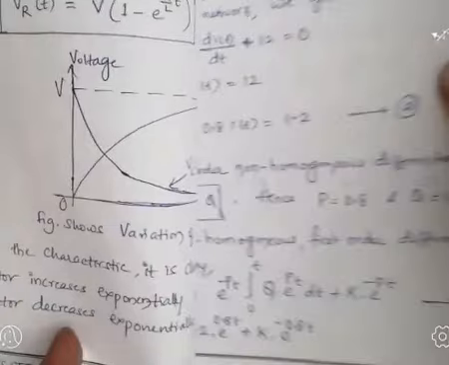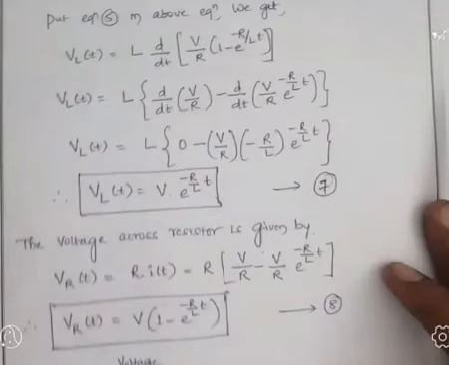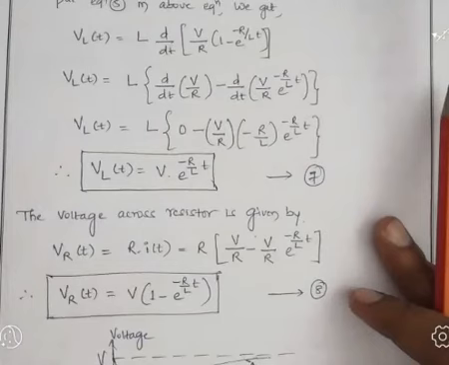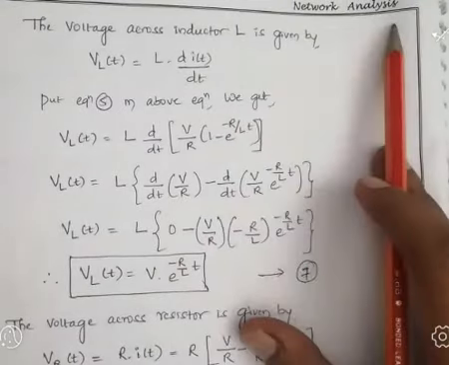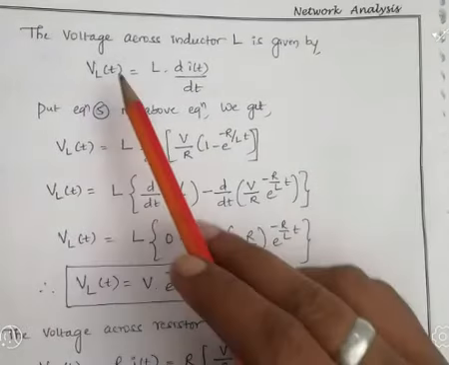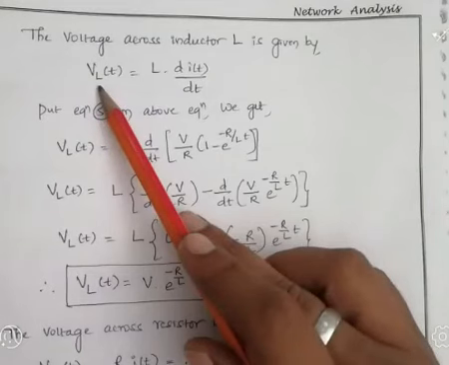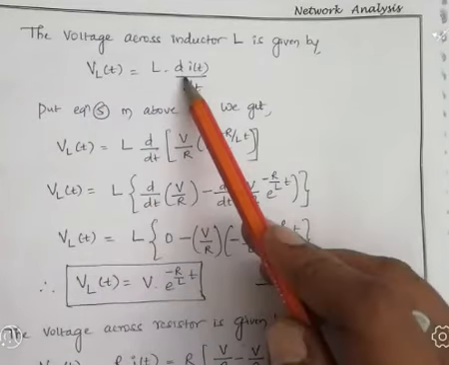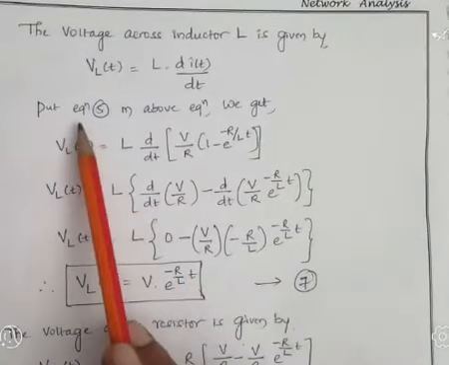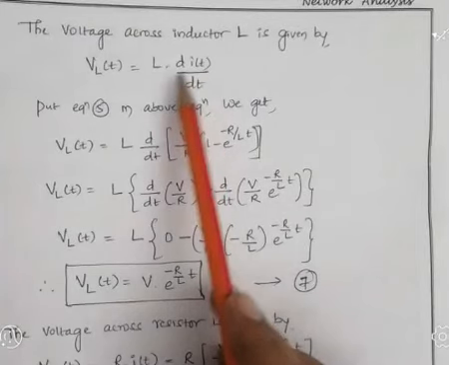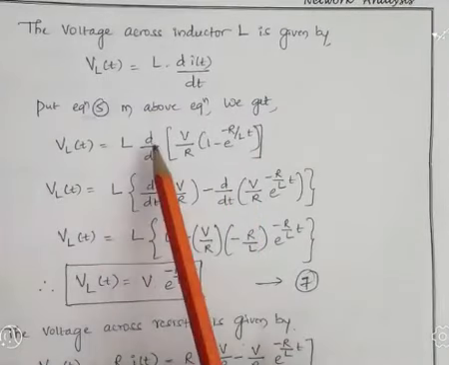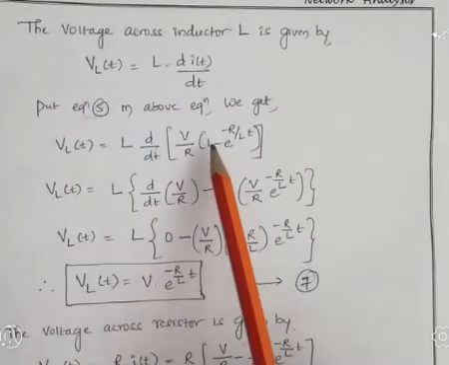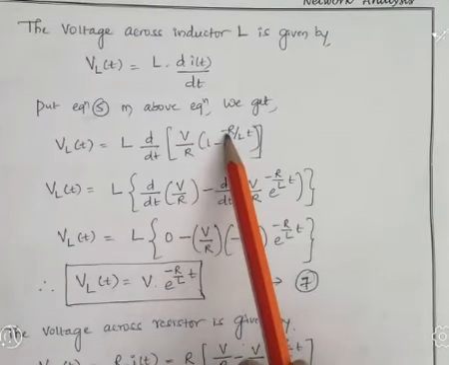Now let us calculate voltage across the inductor L. We calculated current in the series RL circuit for DC excitation. Voltage across inductor L is given by VL of t equal to L into di by dt. So make use of equation 5. Put equation 5 in the above equation. Equation 5 indicates the current that we already calculated. This current value you have to substitute here. Then VL of t equal to L differentiation of current, V by R multiplied by 1 minus e to the power minus R by L into t.